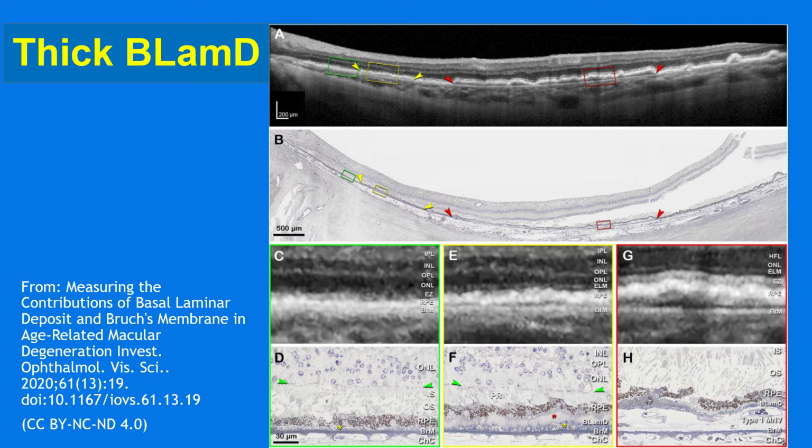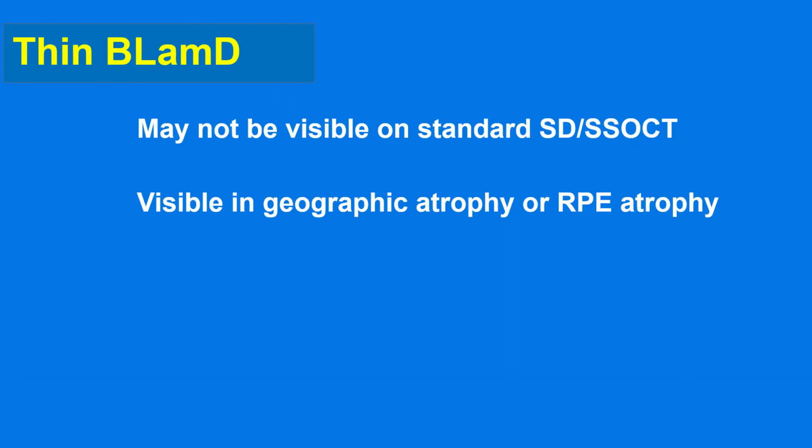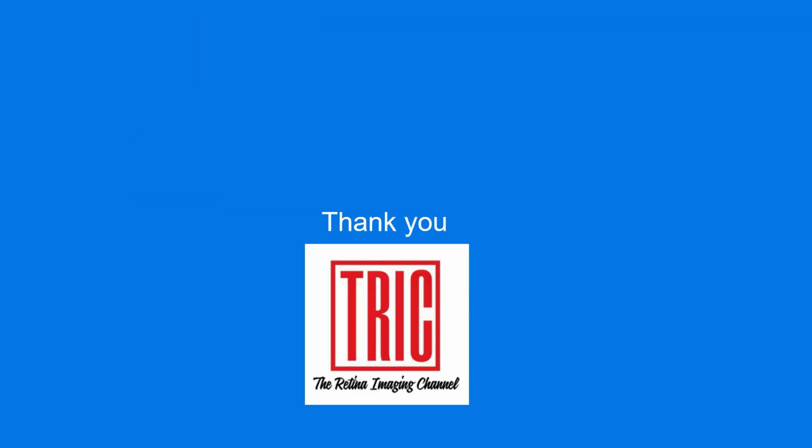The red rectangle shows here that beneath the SIRE there is a double layer sign, and this double layer sign has been formed because of type 1 neovascularization as well as a basal laminar deposit. A thin basal laminar deposit may not be visible on standard SD or SS-OCT. However, it can be visible on geographic atrophy or RPE atrophy. So this is how basal laminar deposits are formed, and this is how they look.